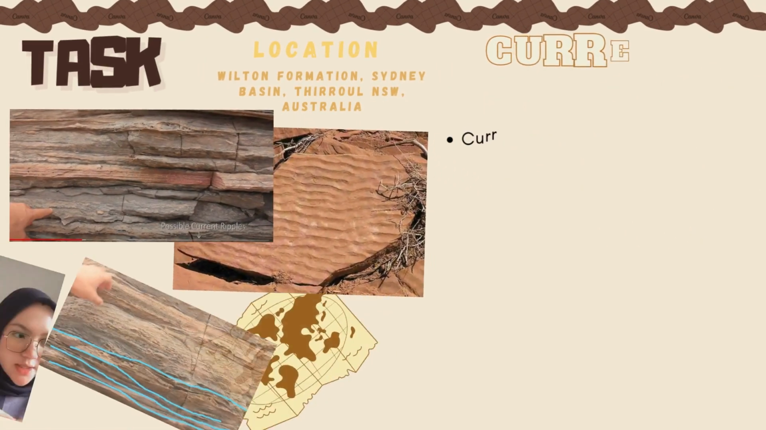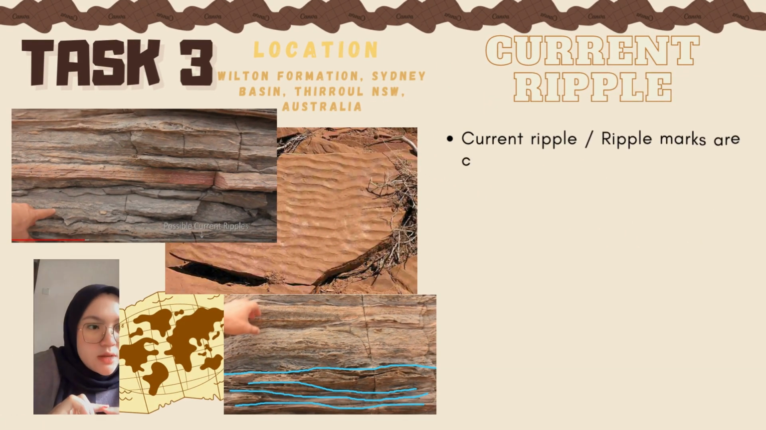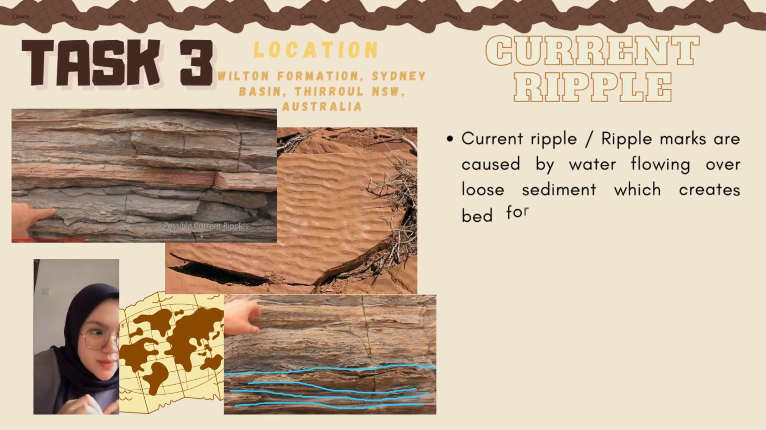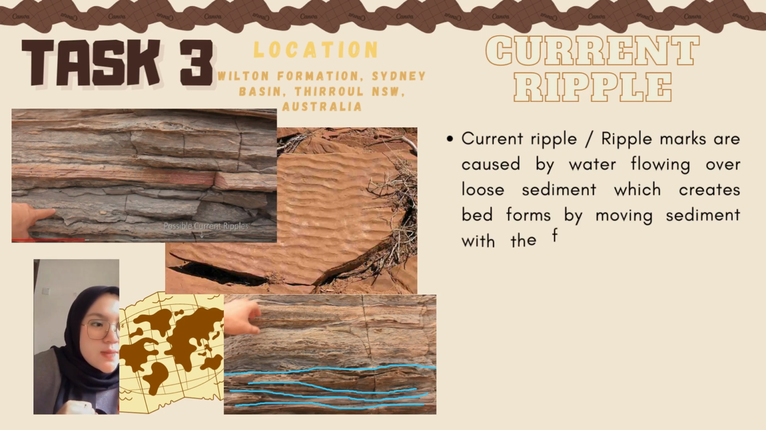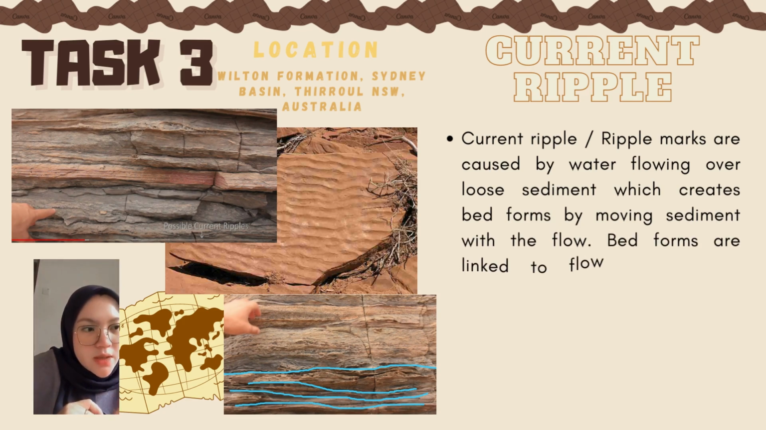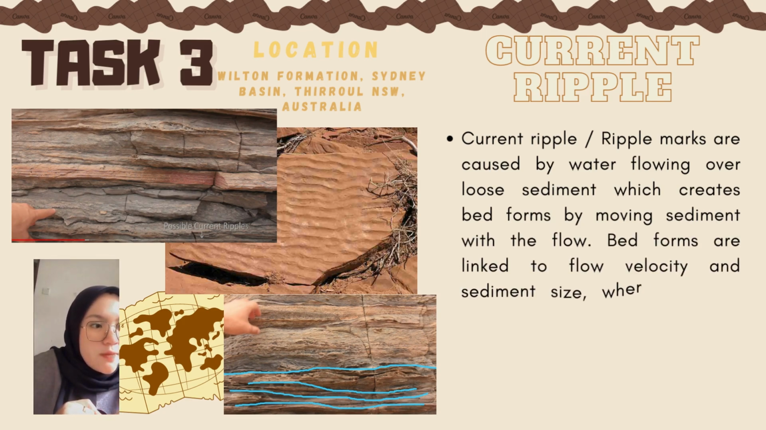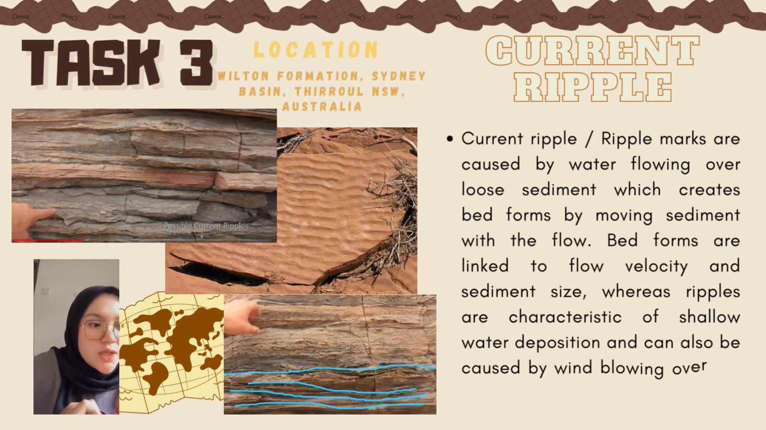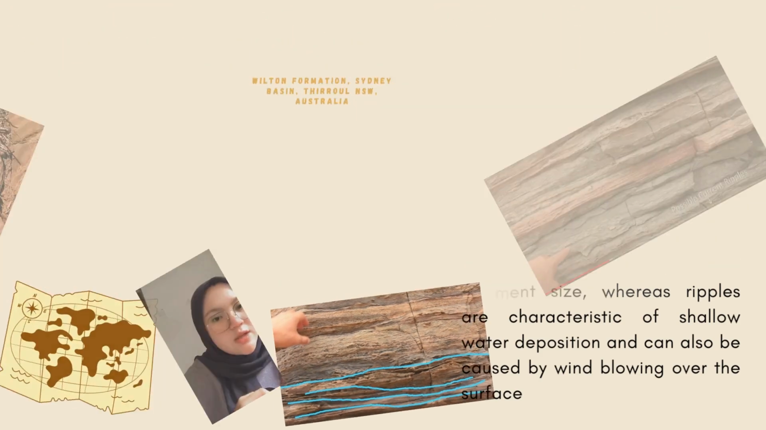So for the last, current ripples at the same location. Current ripples or ripple marks are caused by water flowing over loose sediment, which creates bedforms formed by moving sediment with the flow. Bedforms are linked to flow velocity and sediment size, whereas ripples are characteristic of shallow water deposition and can also be caused by wind blowing over the surface.